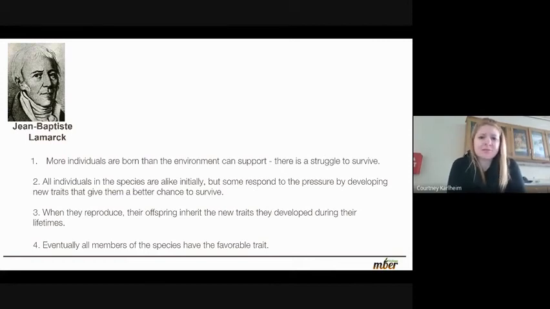But some respond to the pressure of the environment by developing a new trait that gives them a better chance to survive. Then step 3, when those parents reproduce, the babies would inherit the new trait as they developed during their lifetime. And then step 4, eventually all the members of the species would have this favorable or better trait.